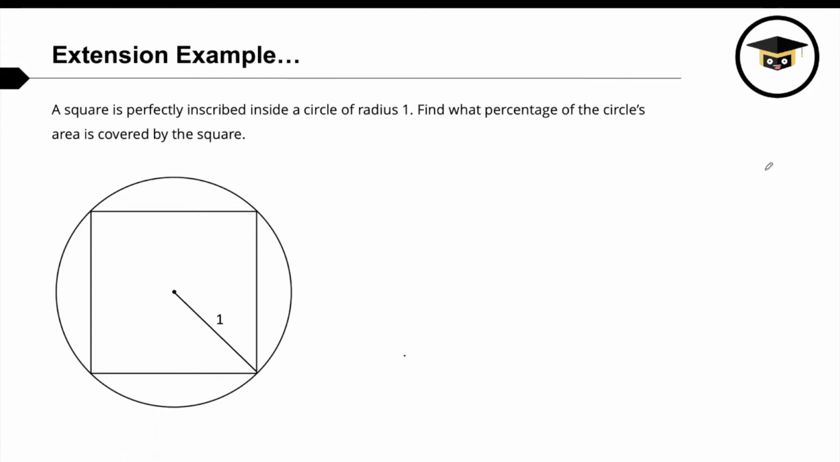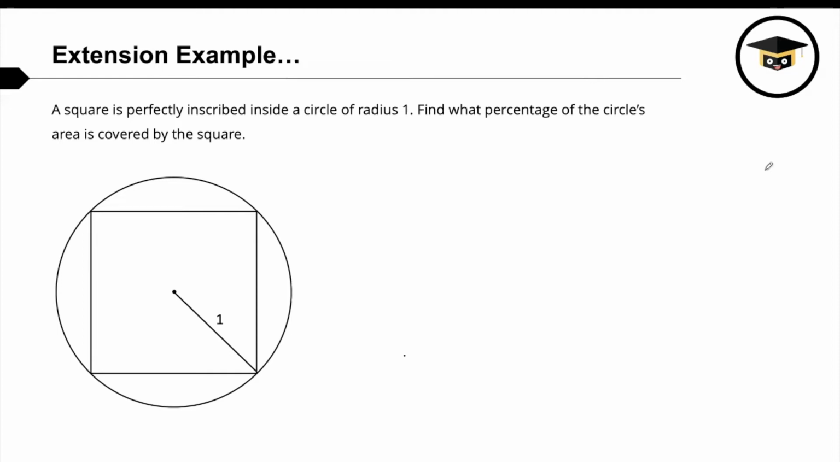A square is perfectly inscribed inside a circle of radius 1. Find what percentage of the circle's area is covered by the square. Okay, so have a go, pause the video and then see what you come up with. And now let's go through the solution.